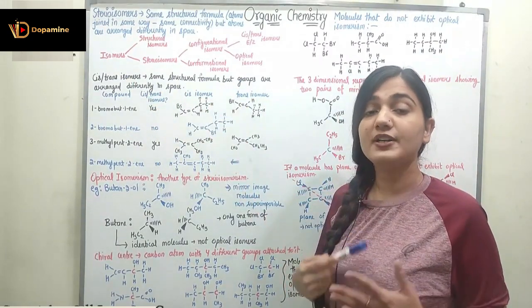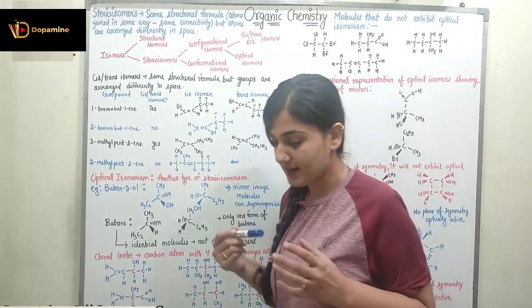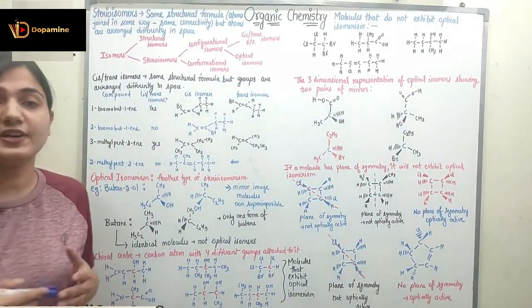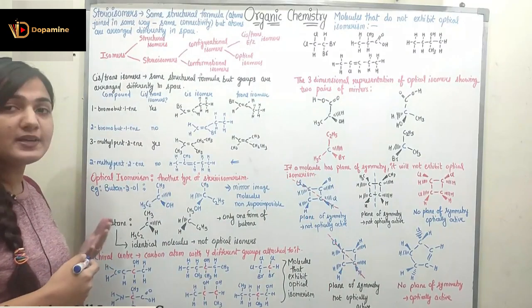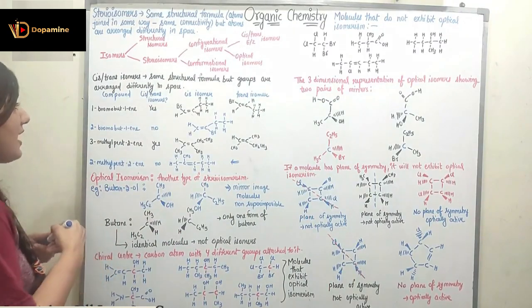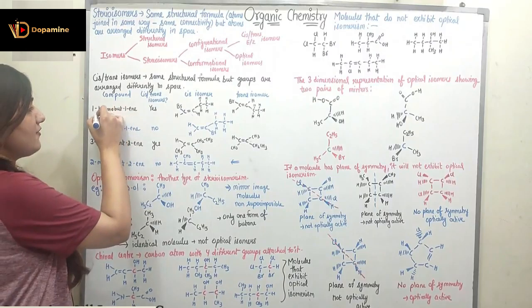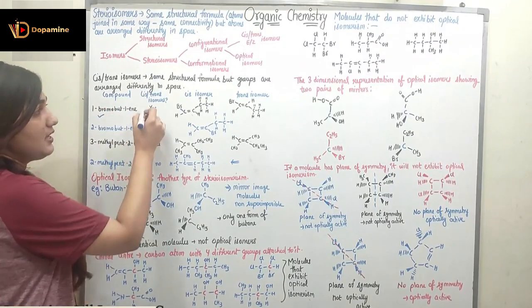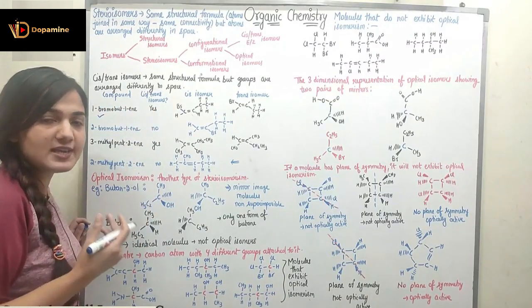So we have the different arrangement in space. So let's understand how we have the different arrangement in cis isomer as well as trans isomer. So we have the different compounds over here. First is 1-bromo-but-1-ene. So yes, it is having the cis-trans isomers.